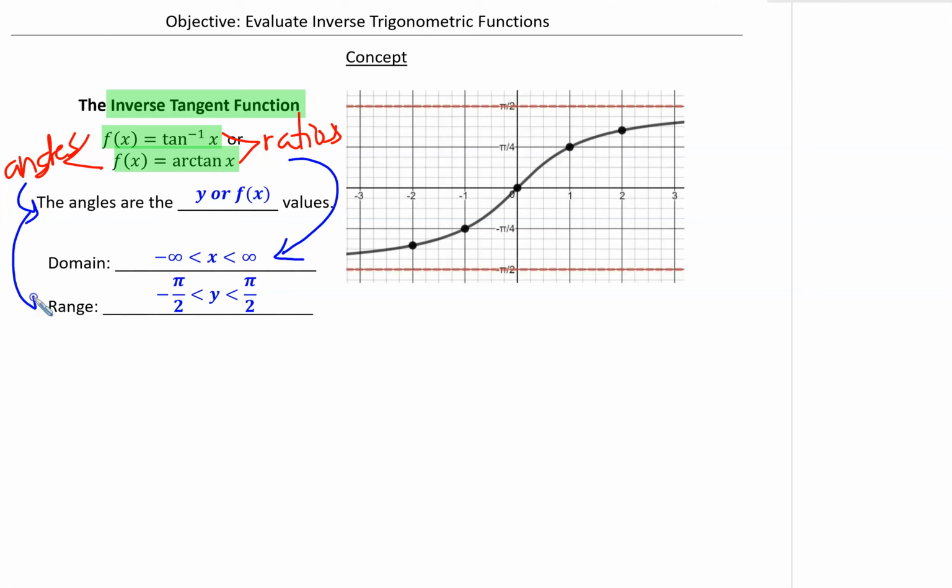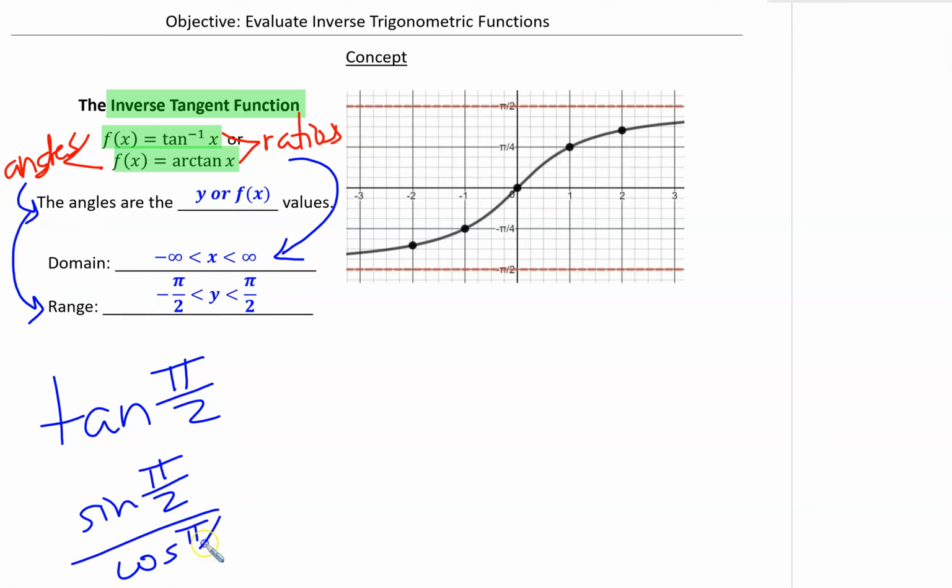And our angles, in order to make our inverse a 1-to-1 ratio, so it's a function, we again restrict to the first quadrant and the fourth quadrant. But this time, we leave out the angle values of negative π/2 and positive π/2 because at those, our tangent is undefined. So our tangent of π/2 is sine of π/2 over cosine of π/2, and that is equal to 1 over 0, which is undefined. So we don't include π/2 because it's undefined.